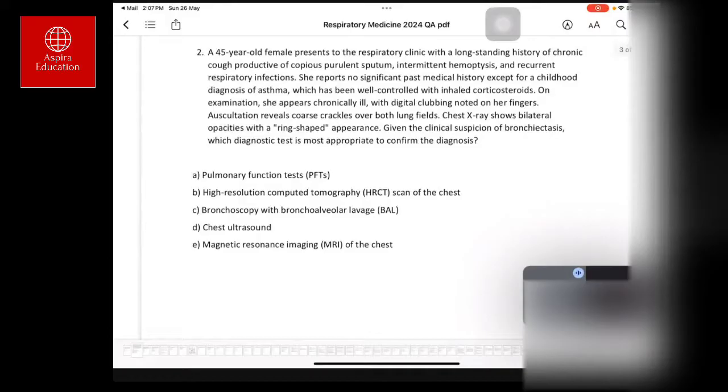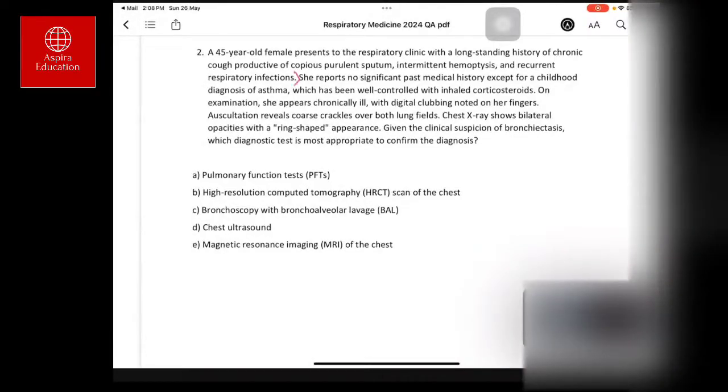Now, the next question is a 45-year-old female patient presenting to the respiratory clinic with a long-standing history of chronic cough productive of copious purulent sputum, intermittent hemoptysis, recurrent respiratory infections. Till this statement ends, you should already have made a diagnosis that this patient is suffering from bronchiectasis. This is a classical history of bronchiectasis. Long-standing chronic cough, productive of copious purulent sputum, intermittent hemoptysis.